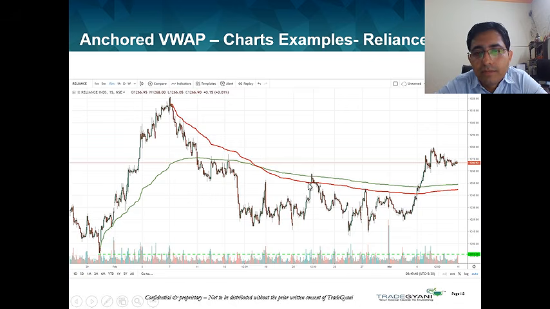Again, when the buyer average came, the prices fell. This point again, sellers took control. This point again, seller took control. Till recently, I think on the 6th, the prices have crossed both the anchored averages.